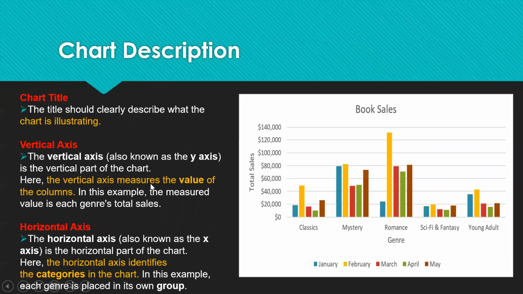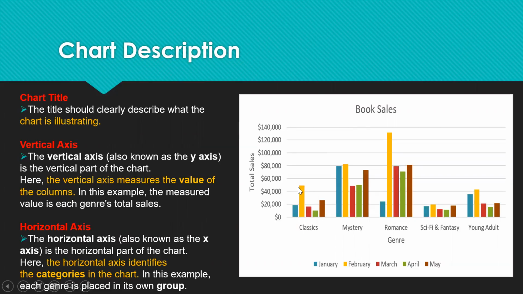Here, the vertical axis measures the value of the columns. In the example, the measured value is each genre's total sales. So total sales is displayed here in the vertical axis, and the horizontal axis is this one. The horizontal axis, also known as the x-axis, is the horizontal part of the chart. Here, the horizontal axis identifies the categories in the chart. In this example, each genre is placed in its own group.